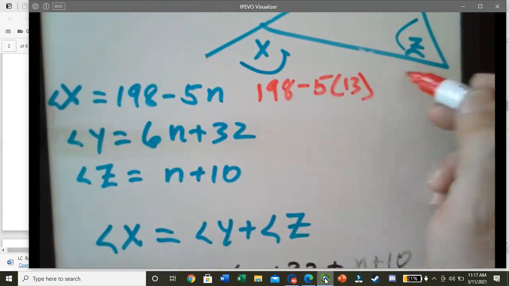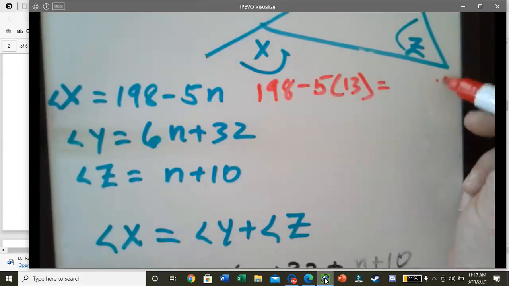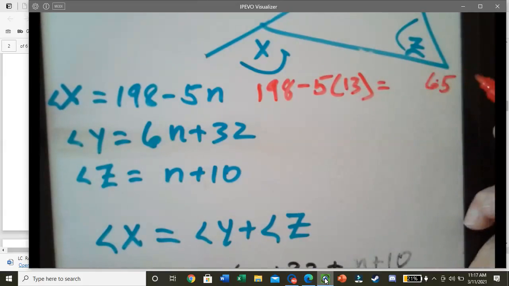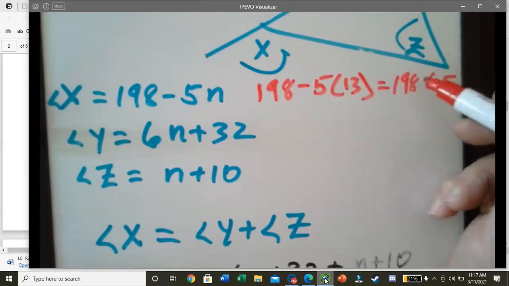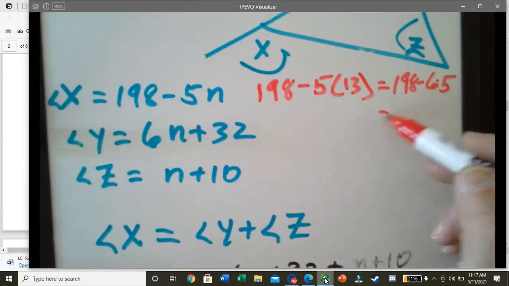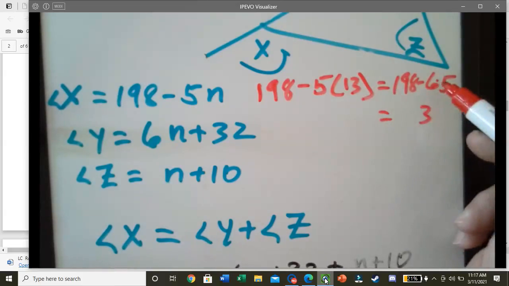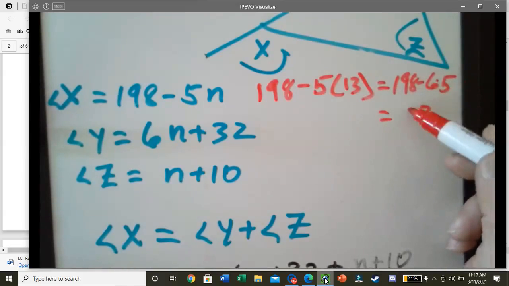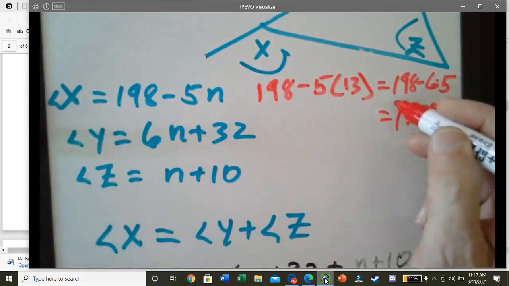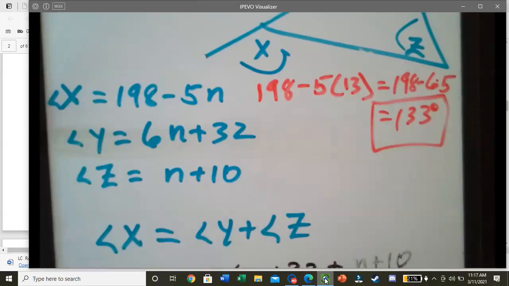Well, 5 times 3 is 15, right? And then carry the 1, 5, so that'd be 65. So 198 minus 65, right? That'll be 8 minus 5 is 3, and 9 minus 6 is 3, so that's 133 degrees. Questions there, and that's your answer. So you only had to find one angle this time, they just wanted the exterior one. Okay, questions there.